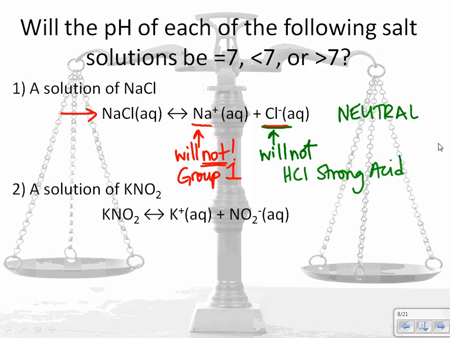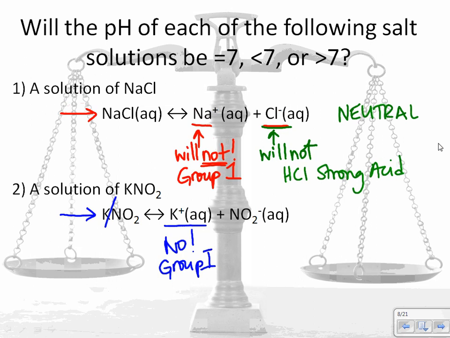All right, let's do the next one. A solution of KNO2. So again, step 1, write out your dissociation equation. KNO2 dissolves and splits up into K+ and NO2-. Now you look at each one of the ions and decide if it's going to undergo hydrolysis. K+, will it? No, it will not. Why? Again, it's in group 1. And according to rule number 1, group 1 ions will not undergo hydrolysis.